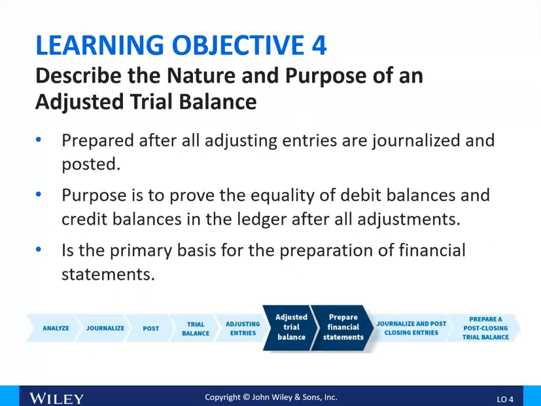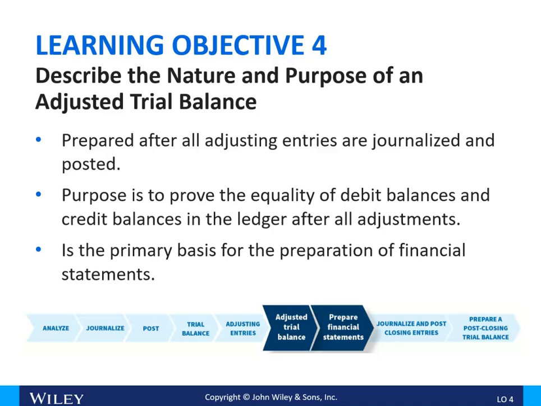Okay, next we'll go into the nature and purpose of an adjusted trial balance. So the adjusted trial balance is prepared after all adjusting entries are journalized and posted. Purpose is to prove the equality of debit balances and credit balances in the ledger after all adjustments. And it's the primary basis for the preparation of financial statements.